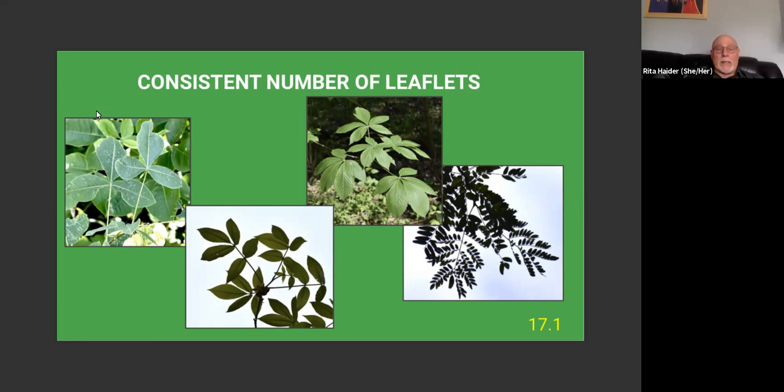And you can see that they're not all attached at the same point. In the upper left of the second picture, you've got 3 leaflets near the end, but then you've got another 2 farther down on the stem. But all or most of those have 5 leaflets. Third from the left, I hope you recognize that. That's a buckeye, our state tree.